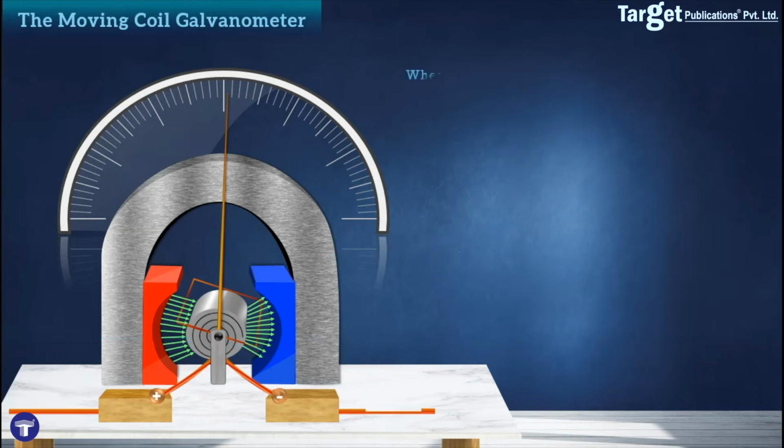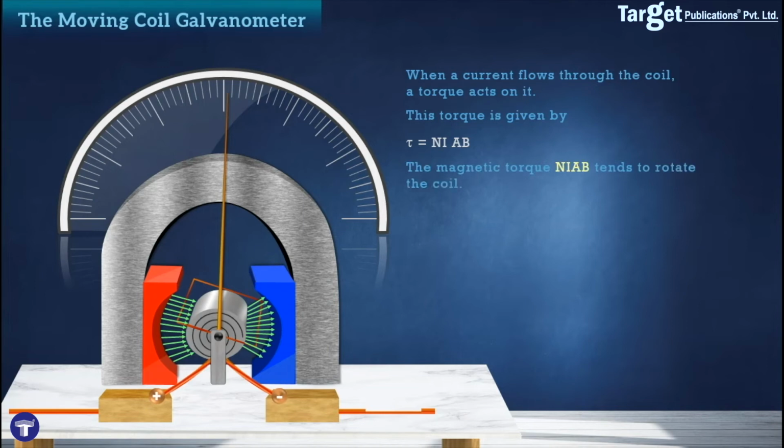Finally, when the current flows through this coil, a torque acts on it, and we have found the expression that the torque is given by NAIB, where N is of course the number of turns, I is the current, A is the area of the loop, and B is the strength of the magnetic field. The magnetic torque NIAB is what will rotate this coil. So when this coil will rotate, the pointer which is connected to the coil will move, and it will give us the measurement of the current that we are trying to measure. So it will give us the value of the current that we are trying to measure.